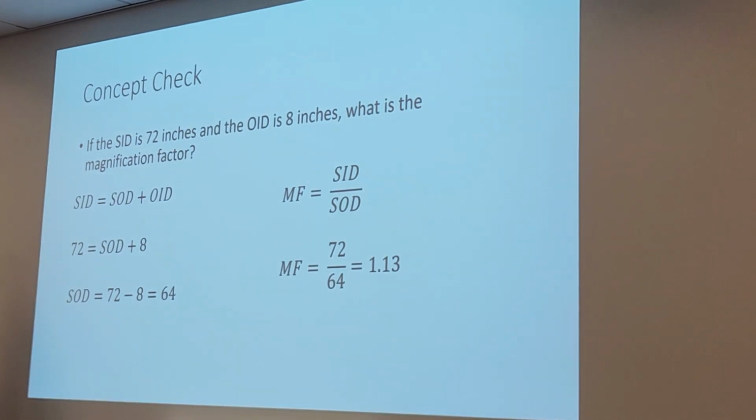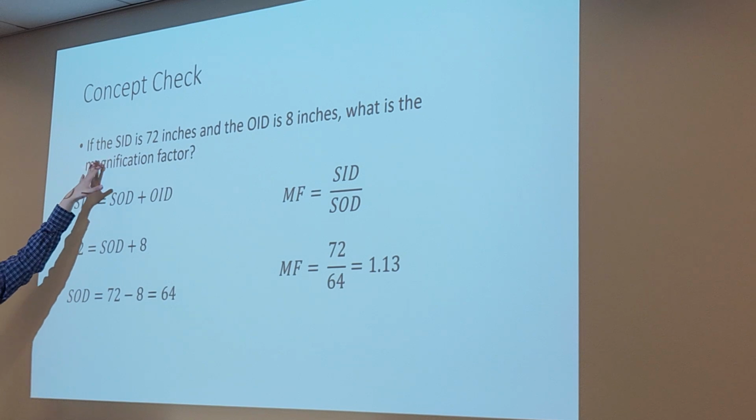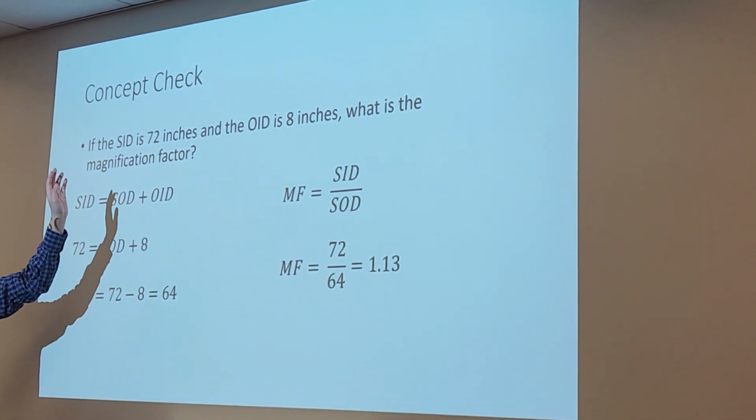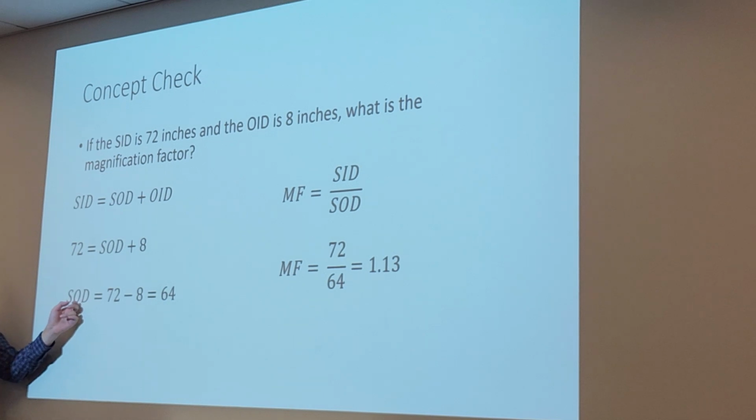1.13. Is that what you got, Charles? Yes. It's 72 over 64. What did you get for that one? 1.125. Okay, I just rounded it up. Okay, so do we see how we can have this extra step sometimes in magnification? If you don't have the SOD, you need to calculate the SOD for yourself.